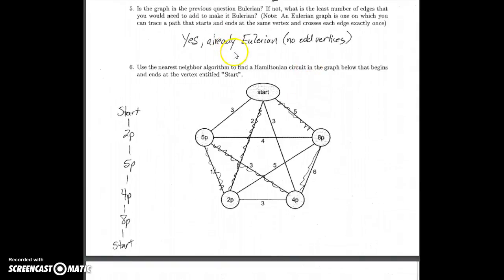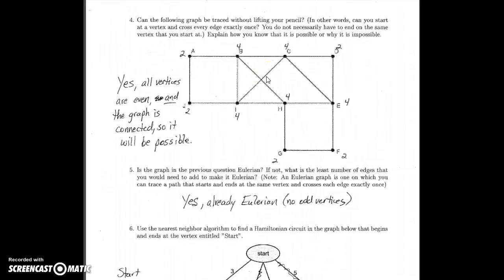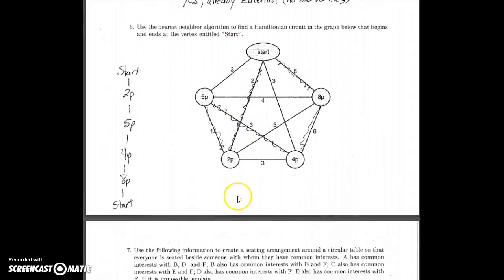So as we mentioned, this is Eulerian. If it weren't, all I would have to do is start connecting the odd vertices until I made all of them even. And that would make it Eulerian.